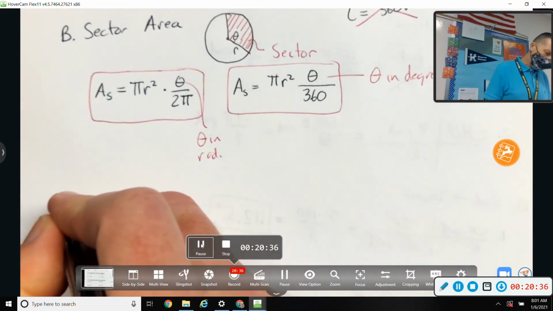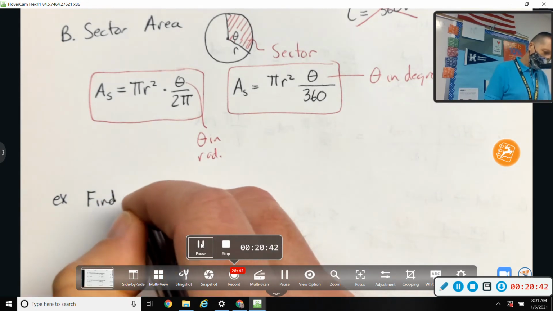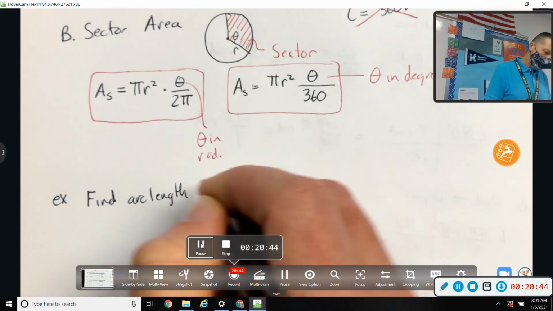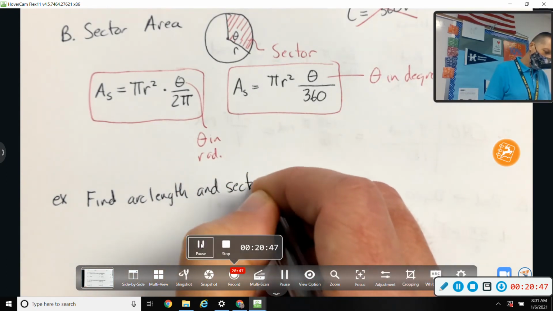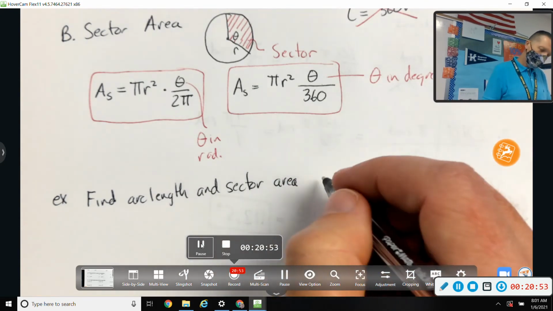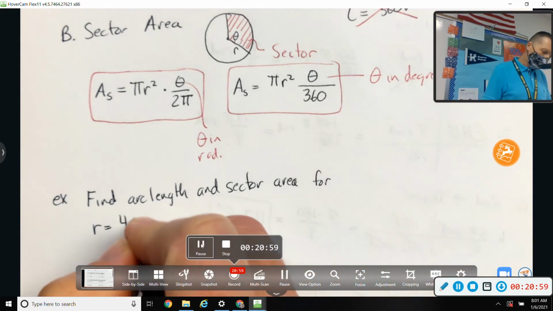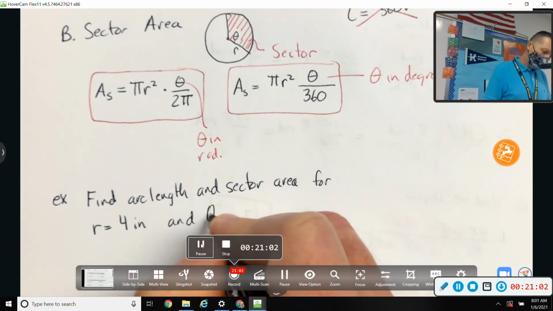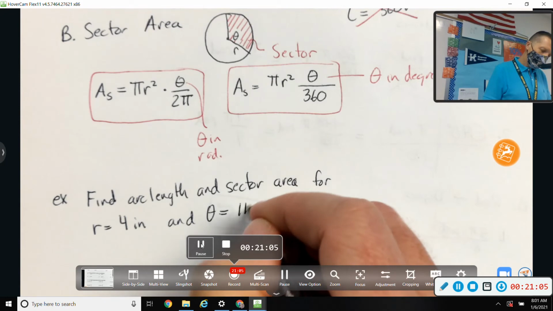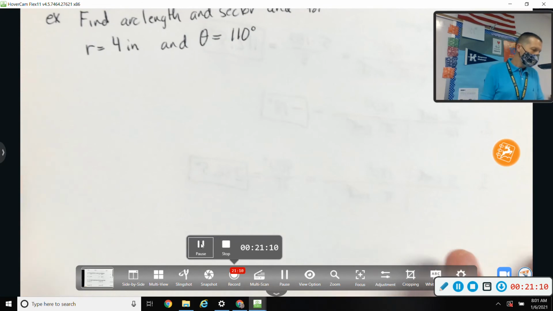So let's do an example that kind of has both. So let's find arc length and sector area for radius equals 4 inches and theta equals 110 degrees. Arc length and sector area. Radius is 4, theta is 110.